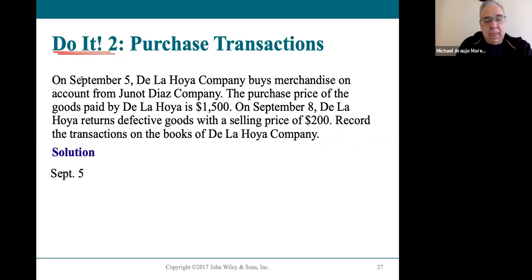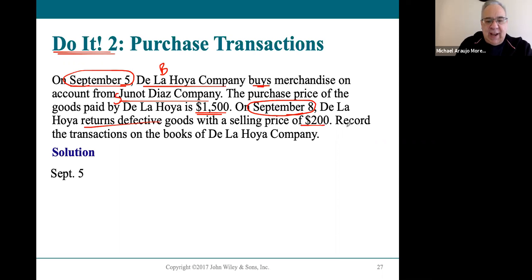So let's review. On the 5th of September, De La Hoya Company buys merchandise on account from Juno Diaz. So De La Hoya here is the buyer, Juno Diaz Company is the seller. The purchase price is $1,500. So De La Hoya buys merchandise for $1,500 on the 5th of September. 3 days later, on the 8th of September, they returned goods for $200.